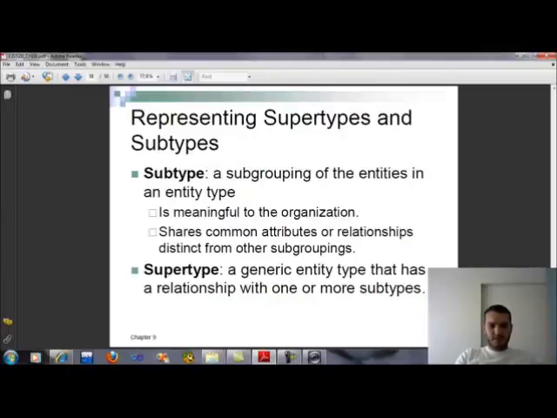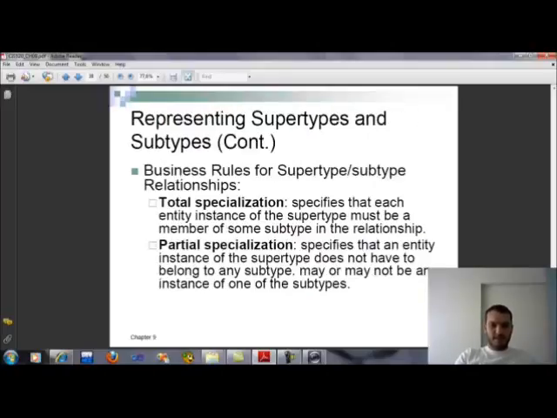Meaningful to the organization, shares common attributes or relationships distinct from other subgroupings. Supertype. A supertype is a generic entity type that has a relationship with one or more subtypes. And business rules for supertype-subtype relationships. Total specialization rule specifies that each entity instance of the supertype must be a member of some subtype in the relationship.